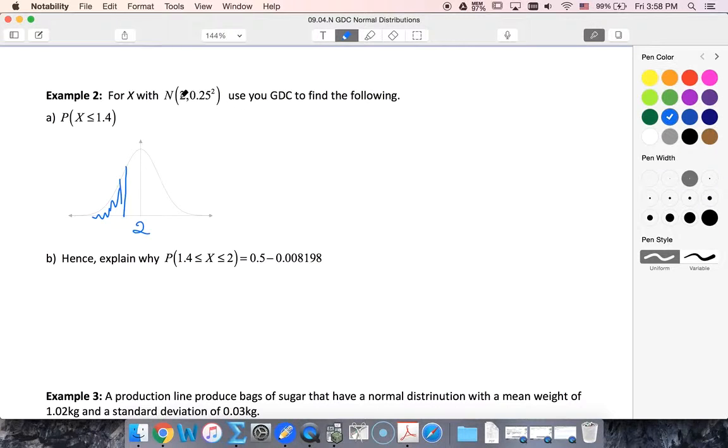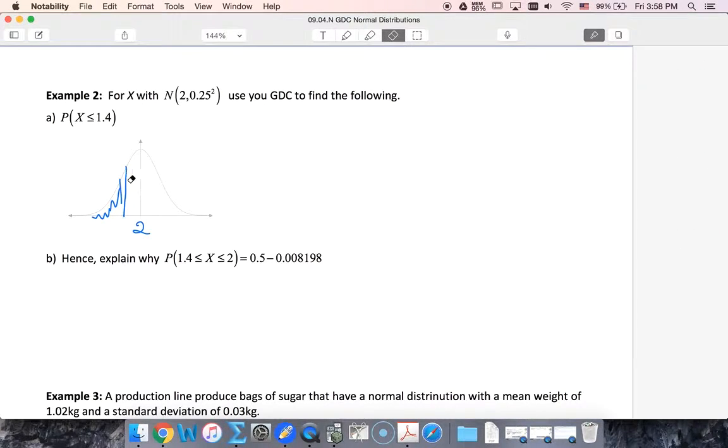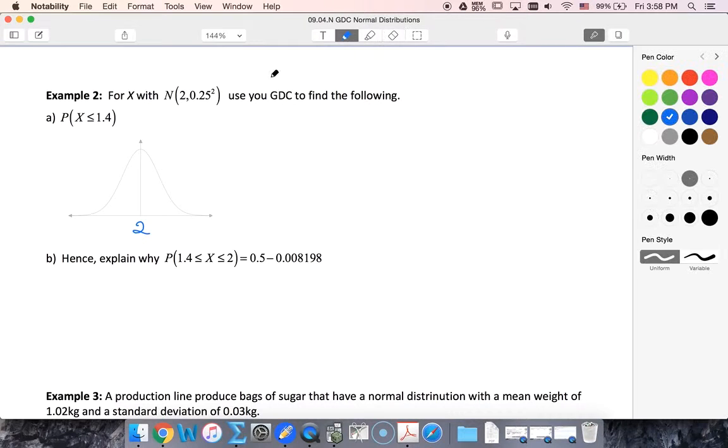But since my standard deviation is so small, my 1.4 is actually probably going to be a lot further away, because I know that most of my values are within 2 standard deviations. So if I subtract a half, that's going to give me 1.5, and that's 95% of my data. So my 1.4 is probably going to be more like over here.